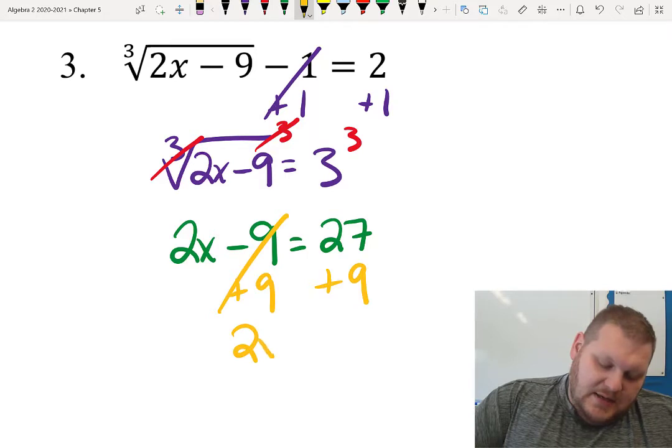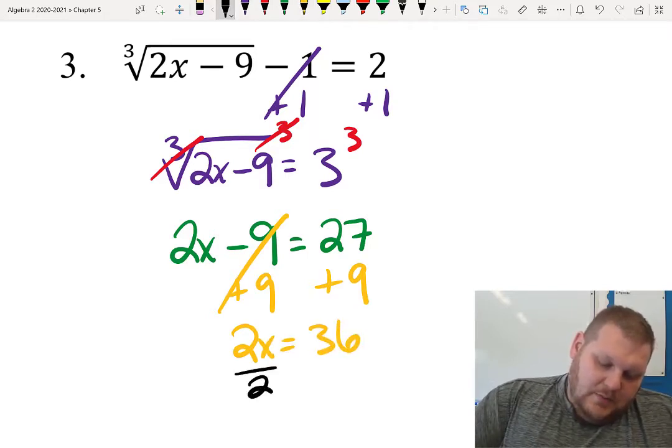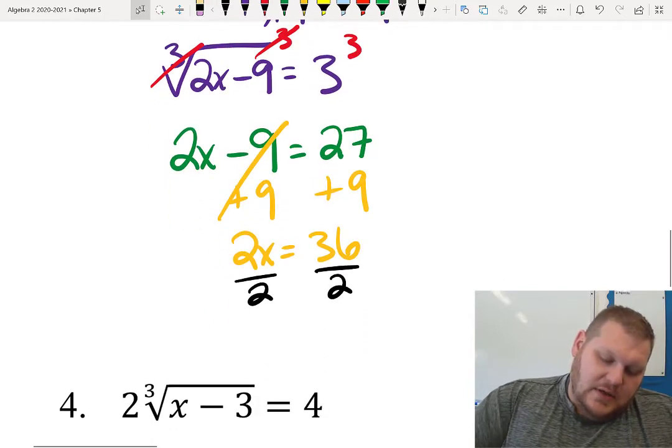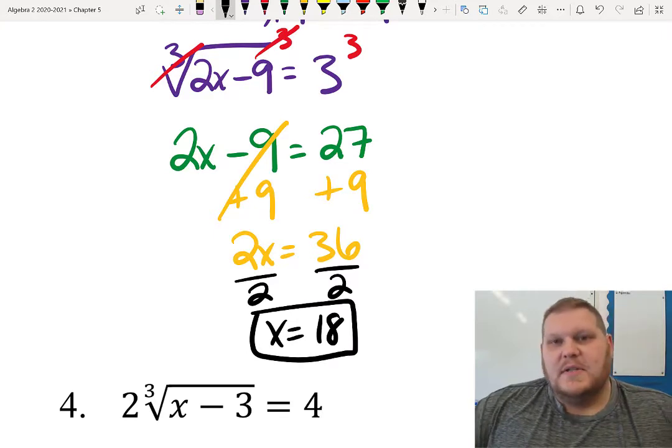Add 9 on both sides. 2x equals 36. Divide by 2 on both sides, and we get x equals 18. X equals 18.